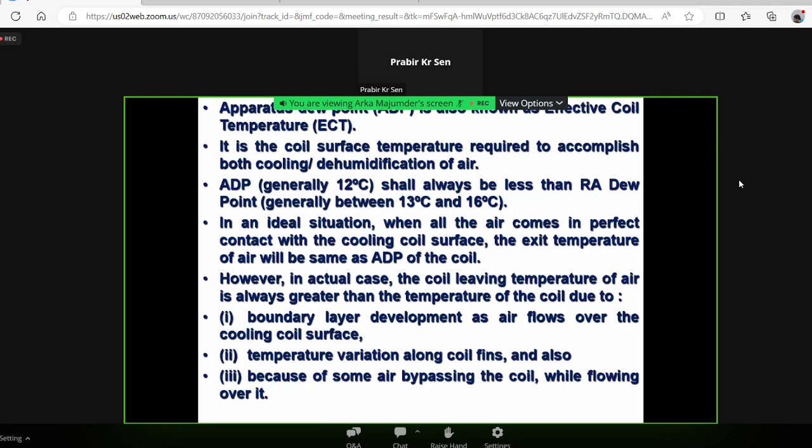What is the cold source? The chilled water in the cooling coil tube, or the cold refrigerant in the cooling coil tube. So the fin also does not have a uniform cold temperature. As you move away from the tube, the fins will have higher temperature. So that also affects the outlet temperature from the cooling coil, and also because of some air bypassing the coil while flowing over it. We discussed it. So next.